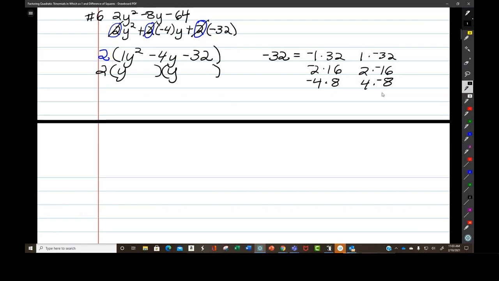And I look at these and say, gosh, golly darn, or something to that effect, maybe a little stronger, like WTF. Which ones add up to negative 4? And I go, oh yeah, 4 plus negative 8 equals negative 4. So I've got my numbers. Positive 4, which means plus 4, and negative 8, which means minus 8. And I'm done.